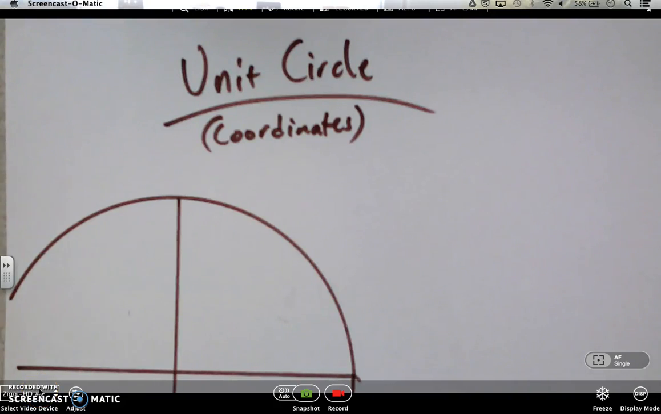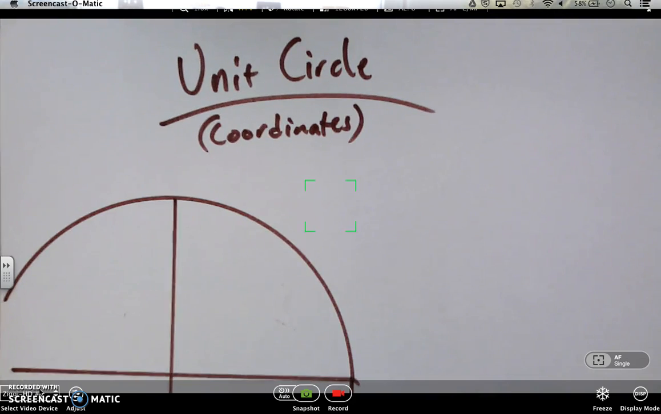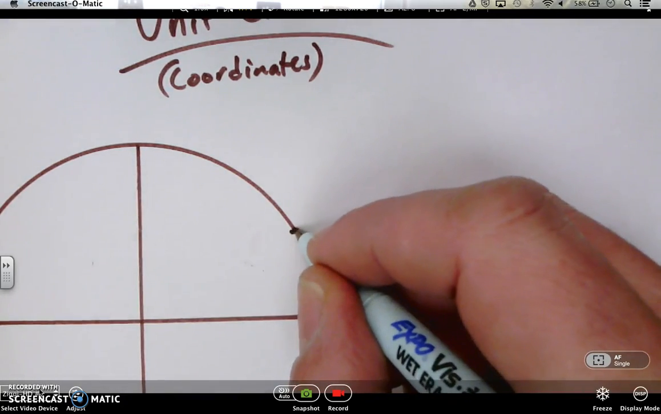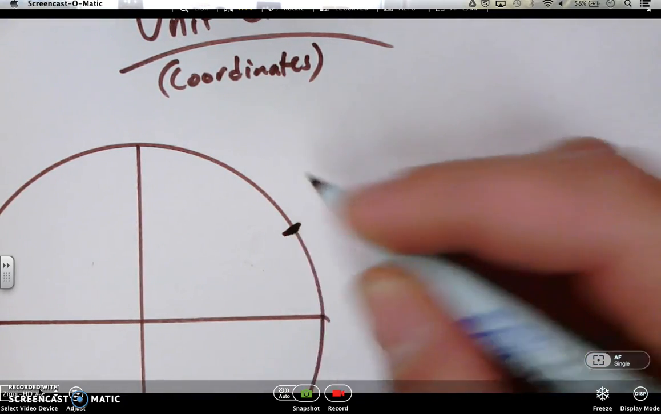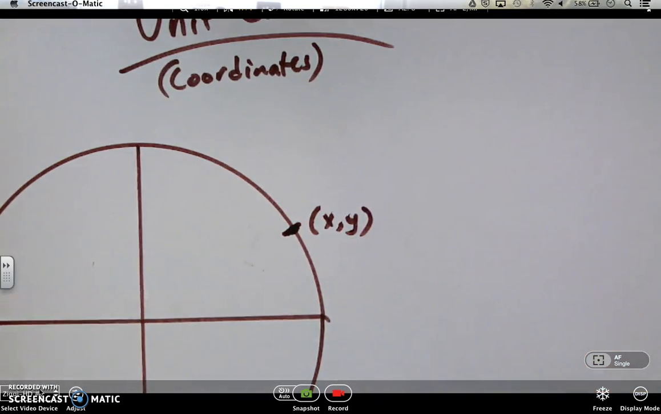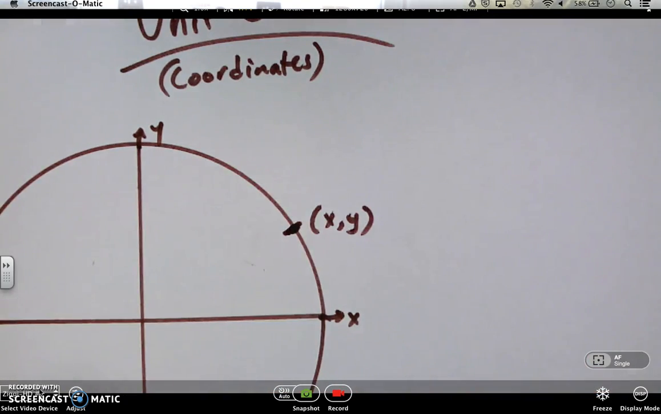All right, students, welcome. We're going to be talking about the unit circle, and particularly the coordinates, not just the radian angles, but the actual coordinates. Okay, so what that is: any point on the unit circle has an x and y coordinate associated with it, because the unit circle is on top of the x, y axis.